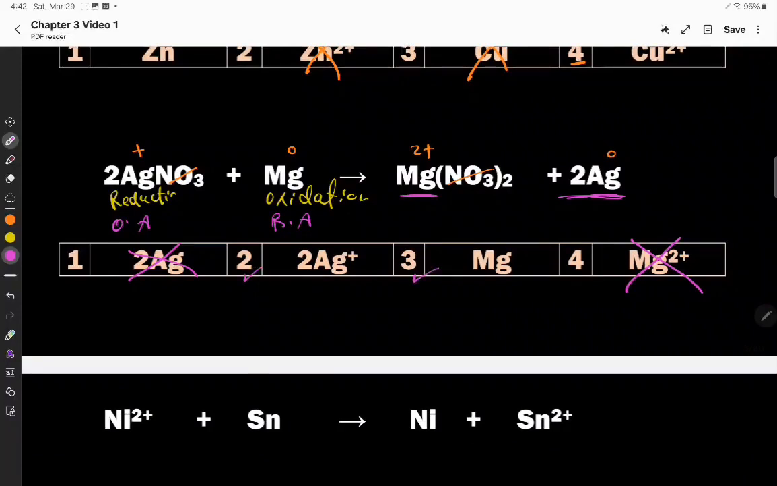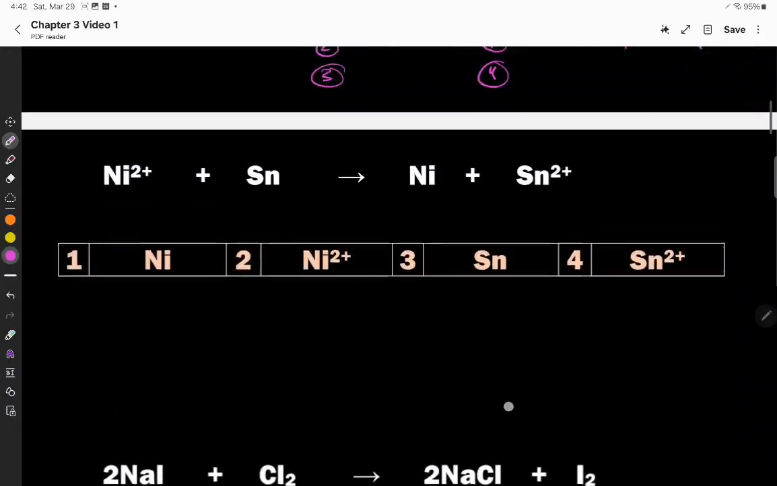If it tells us about what is the oxidized substance, we'll choose magnesium. If it tells us what is the reduced substance, we'll choose Ag. If it tells us what is the oxidizing agent, we will also choose Ag. If it tells us what is the reducing agent, we'll choose number 3, which is magnesium. So these are the answers.